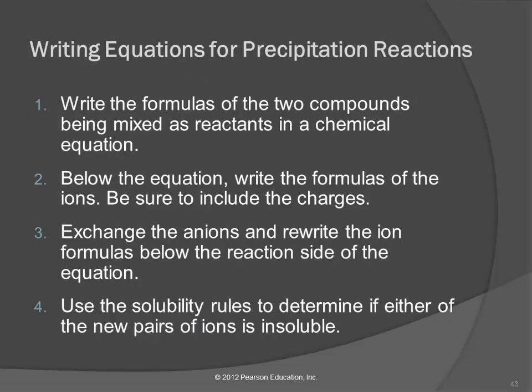So here are instructions for writing equations. Some people find a list of instructions very helpful, and others don't. So if you find them helpful, great. First thing is to write the formulas of the 2 compounds being mixed as reactants. And below that, you need to write the formulas of the ions. You need the formulas of the ions with their charges in order to be able to predict the products. Then we're going to swap anions and rewrite those ion formulas on the reaction side. And then we'll use the solubility rules to determine if either of those new pairs is insoluble.